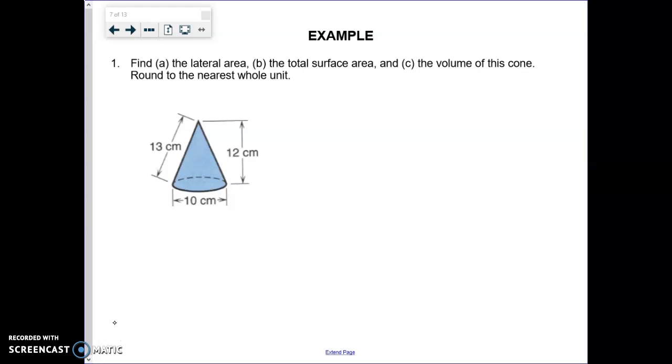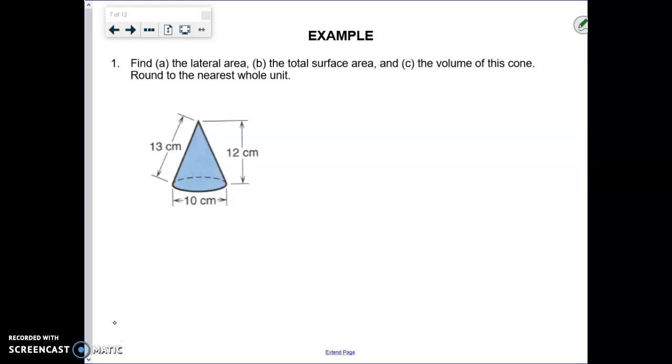And if you even want to try this on your own and try to find each of those before I go through it with you, you can sure pause this video and see if you can do them yourself, and then check them when we go over them together. Okay? So if we look at this cone, there's some things we know about it.